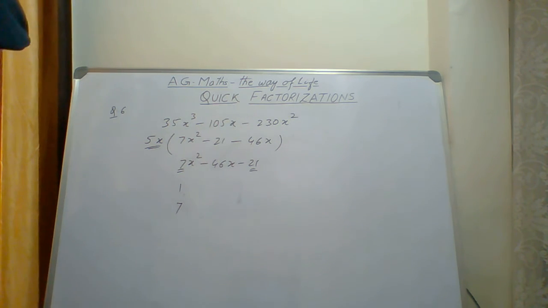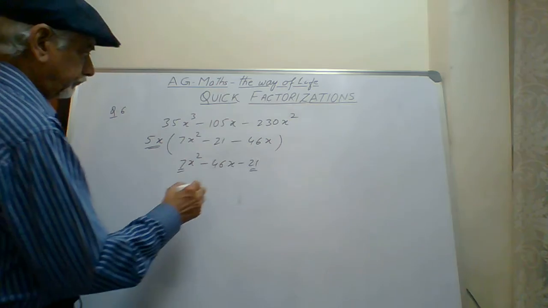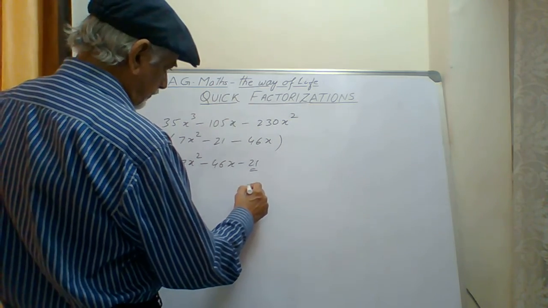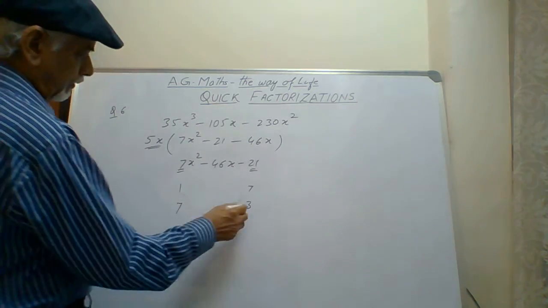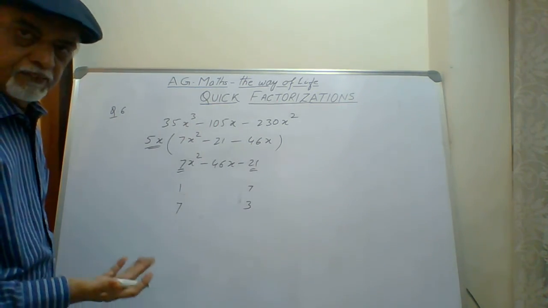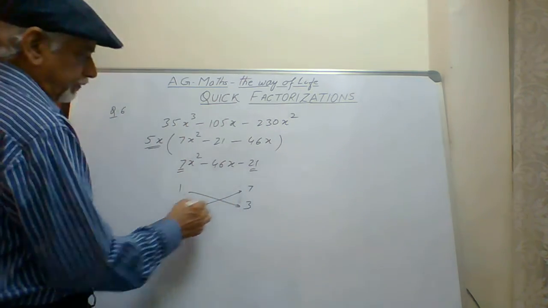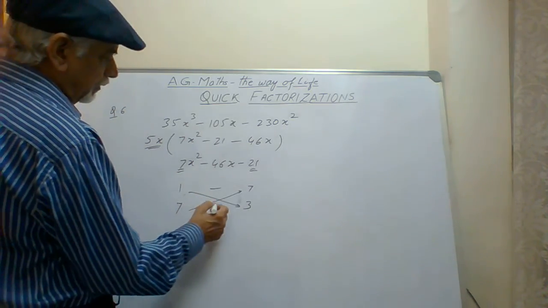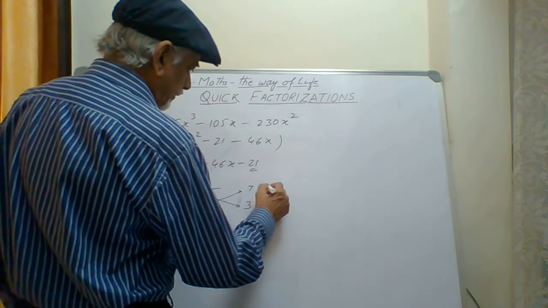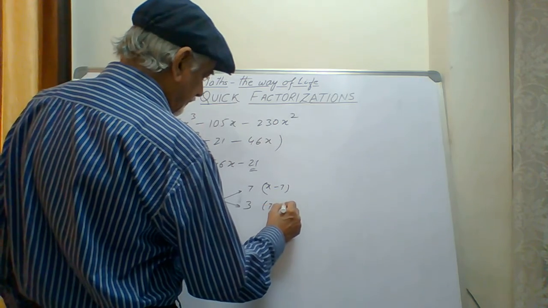7 and 3. 7 7s are 49. 49 minus 3 is 46. Good. So in one way we got it. So 7 7s are 49. We have to keep it minus. 3 should be positive. So x minus 7 and 7x plus 3.